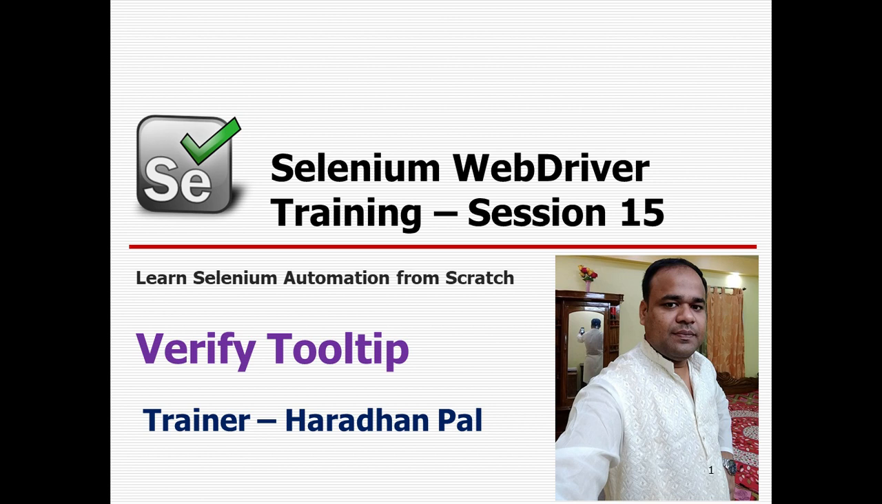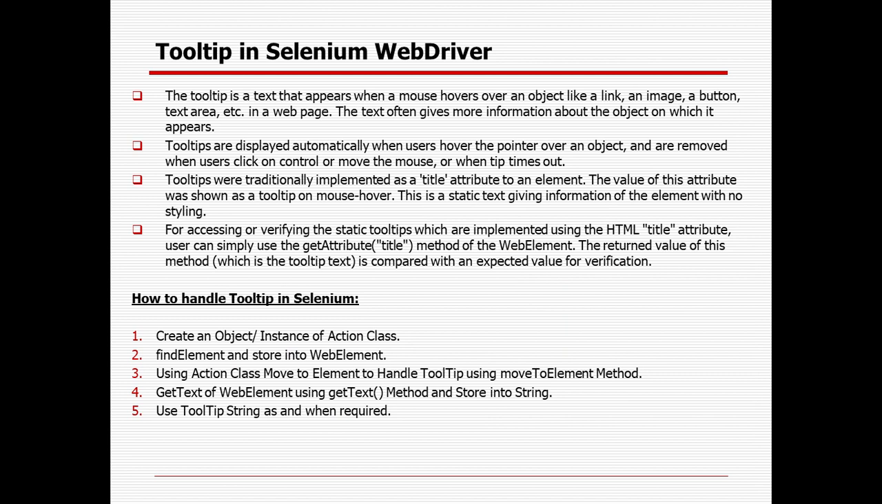Today I will discuss how we can get the text from tooltips with the help of the title attribute as well as with the help of the moveToElement method. So what is a tooltip? A tooltip is a text that appears when a mouse hovers over an object. An object can be a link, an image, a button or a text area in any web page. The text often gives more information about the object on which it appears.